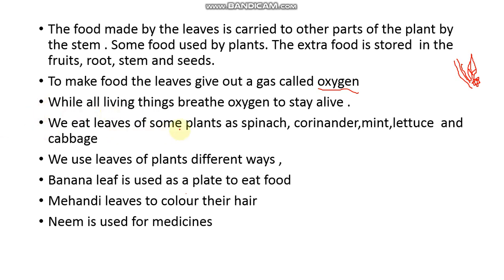We eat the leaves of some plants, such as spinach, coriander, mint and cabbage, and we use the leaves of plants in different ways. Where else do we use the leaves of plants? Observe. Hereafter, you will see, students, where we use the leaves.